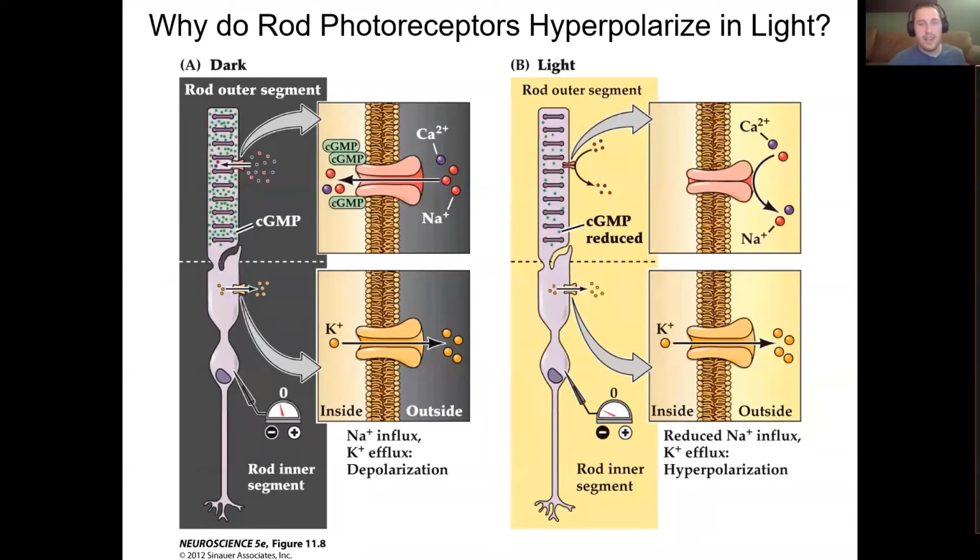For your second summary question, I want you to answer, if you knocked out the gene for this potassium leak channel, how do you think it would affect the photoreceptors' ability to respond to light?